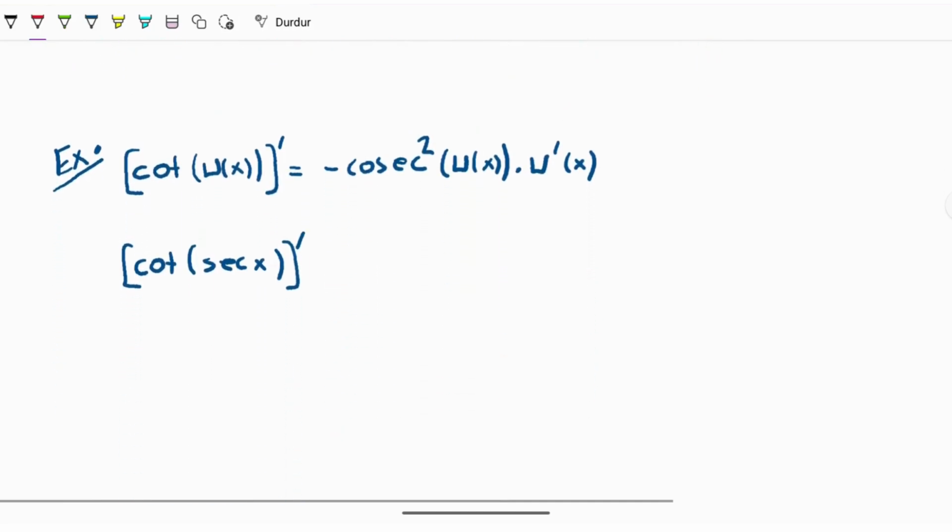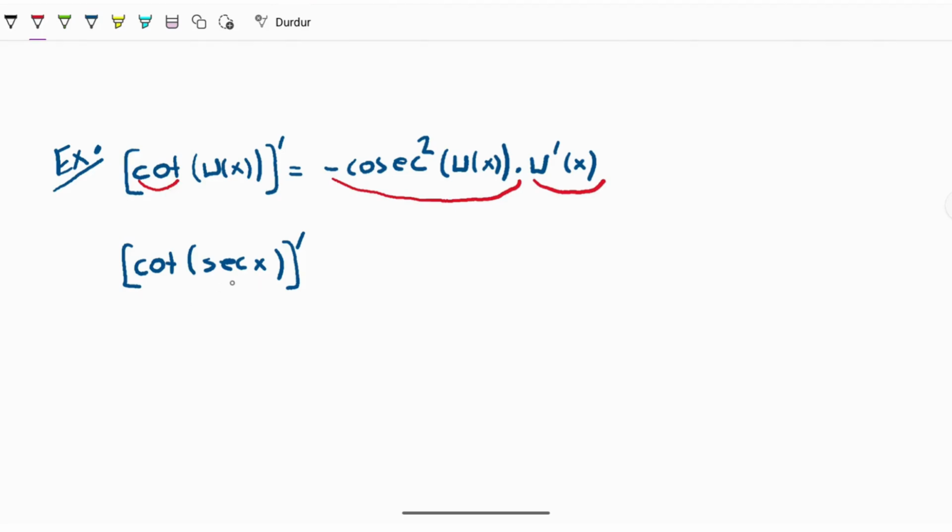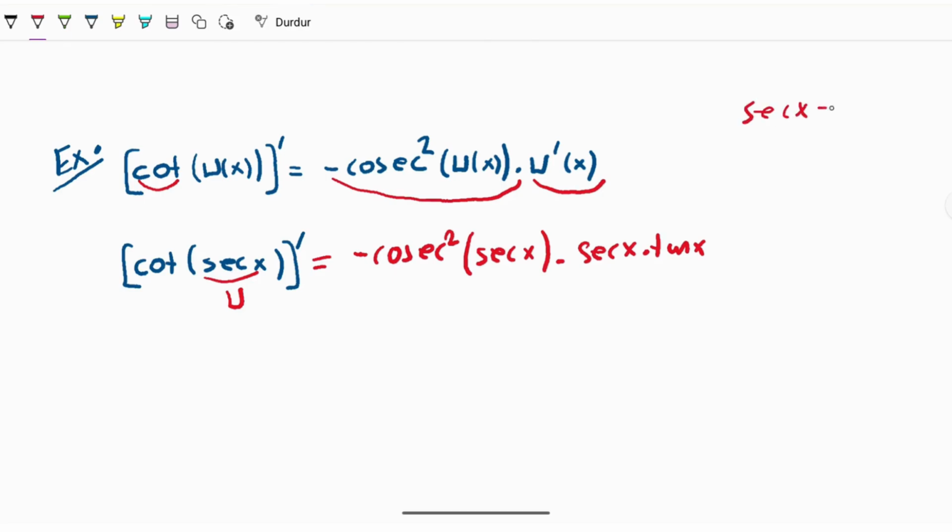Let's see the next example. In this case, by using the chain rule, we first derivate cotangent u with respect to u, that is minus cosecant square u, times the derivation of u with respect to x. Consider this particular case. Let's say this is u. In that case, we write minus cosecant square u, where u is secant x, times the derivation of secant x, secant x times tangent x. You can obtain the derivation of secant x by using the division rule for derivation and using the identity that secant x is equal to 1 over cosine x.